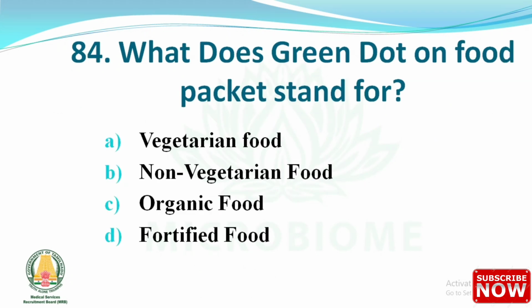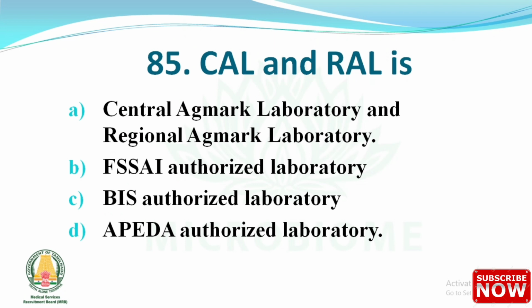And next, what does the green dot on a food packet stand for? The options are vegetarian food, non-vegetarian food, organic food, fortified food. The right answer, option A, vegetarian food. And next, what are CIL and RIL? The options are Central Agmark Laboratory and Regional Agmark Laboratory, FSSAI Authorized Laboratory, BIS Authorized Laboratory, APEDA Authorized Laboratory. The right answer, option A, Central Agmark Laboratory and Regional Agmark Laboratory.